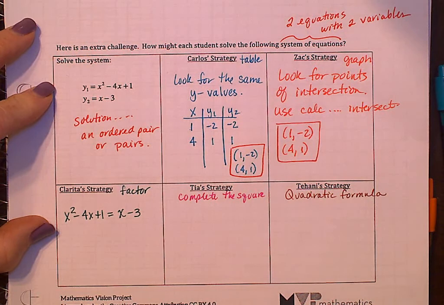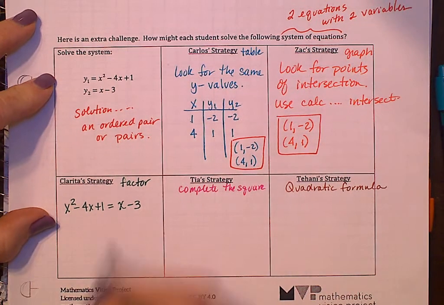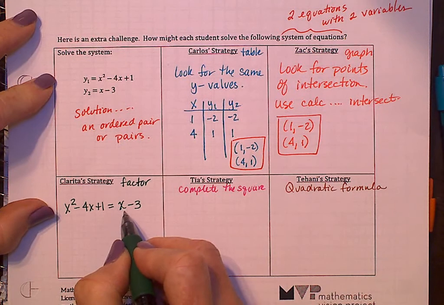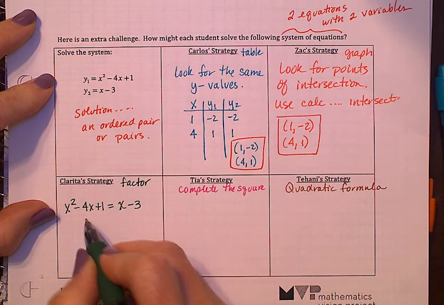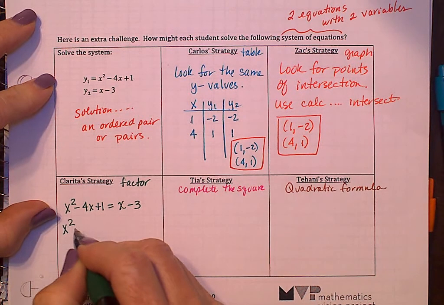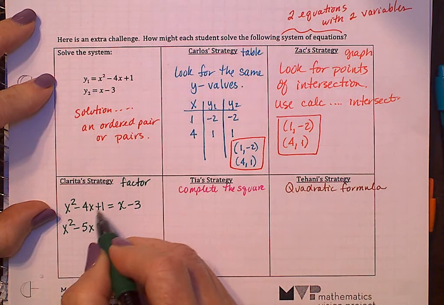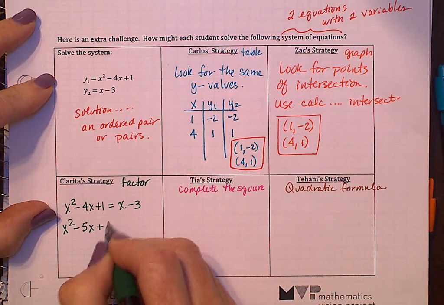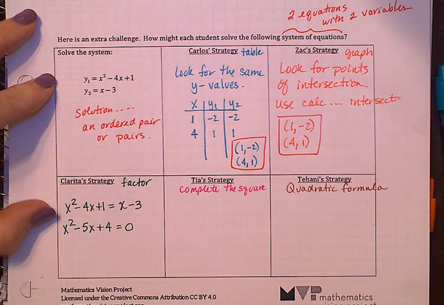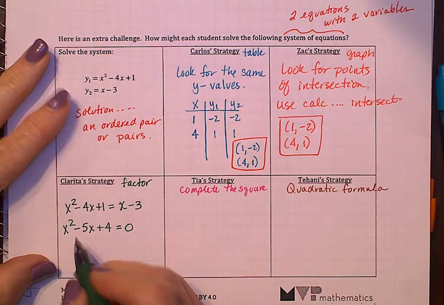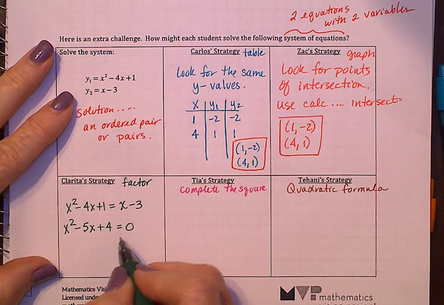We can't factor right now. Can't factor until one side's equal to 0. So let's subtract this x from both sides. That's going to give us x squared minus 5x. And let's add this 3 to both sides. It'll give us a plus 4 equals 0. And we can go ahead and factor at this point.